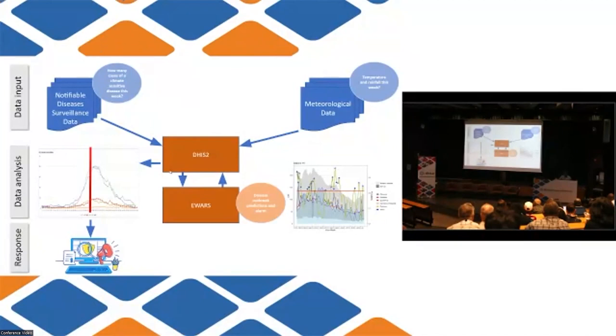Right now, we have integrated DHIS2 and the EWARS in a semi-automatic way, where we push the data to the EWARS system and the EWARS system gives the output. And then we put the EWARS data back into DHIS2. But we want to make this automatic so that it can be used not only by the higher level, but at least by province level and district level people.